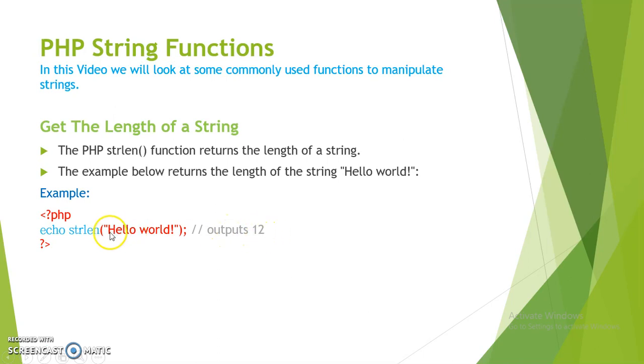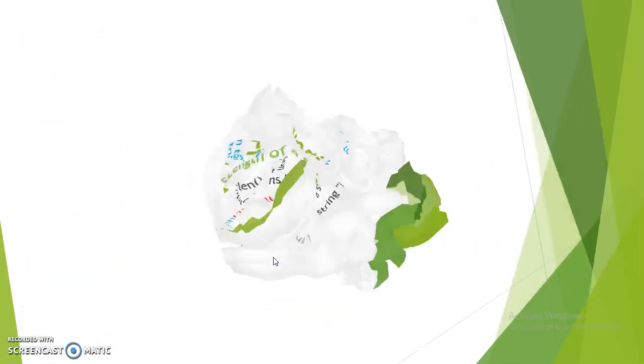You can just count it from here and you see 1, 2, 3, 4, 5, 6, 7, 8, 9, 10, 11, 12, with the space of course. So that's 12 characters. Very simple as that. Let's go to the next slide.